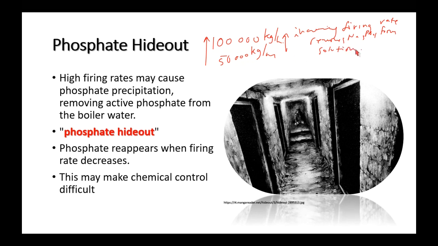And so then I do a water test. I'm at 100,000 kilograms per hour. I do a water test and go, oh, what happened to my phosphate? My phosphate is gone. So then I add more phosphate and I get back into the sweet spot area.